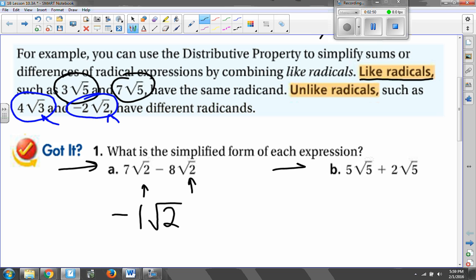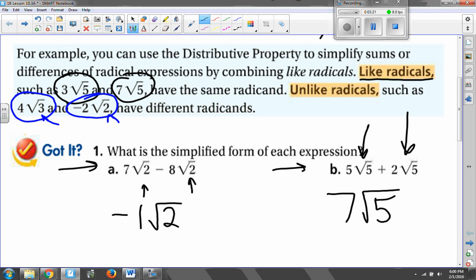In letter B, if I have 5 square roots of 5, plus 2 square roots of 5, because both of those are square root of 5, I can add them up. 5 plus 2 gives me 7 square roots of 5. So I treat the square root of 5 just like it was an x, just like it was some object that I was dealing with. And I have 5 of them here, I have 2 of them here, I add them up and I have 7 total. Okay. So when they are like radicals, I am allowed to add and subtract.